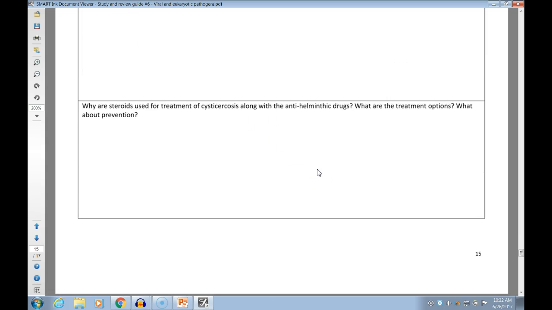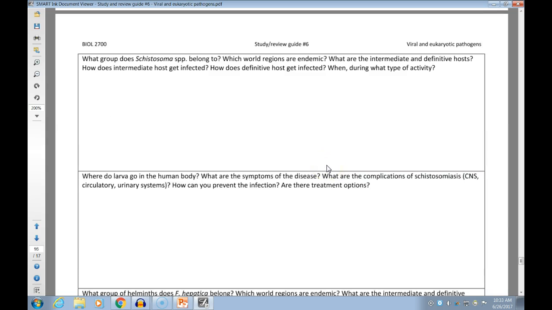Steroids. Why do we use steroids? Because when larvae die as a result of treatment, remember I told you, your immune system starts to attack them. In order to reduce the inflammation going on after the attack, we treat patients with steroids. Prevention: sanitation, deworming, checking meat.